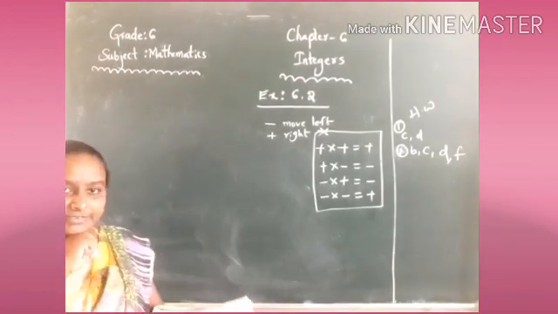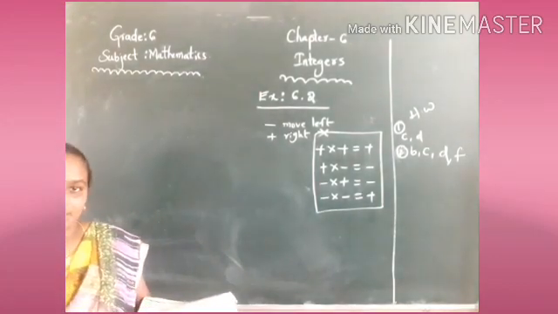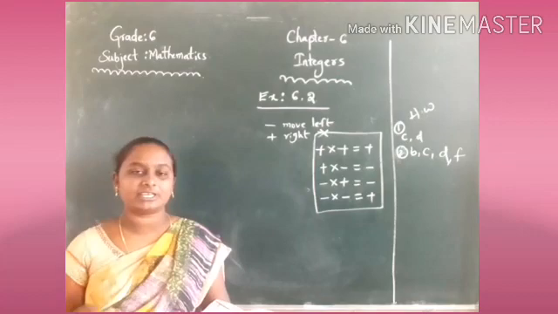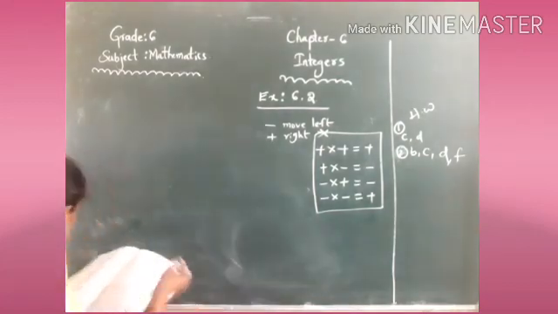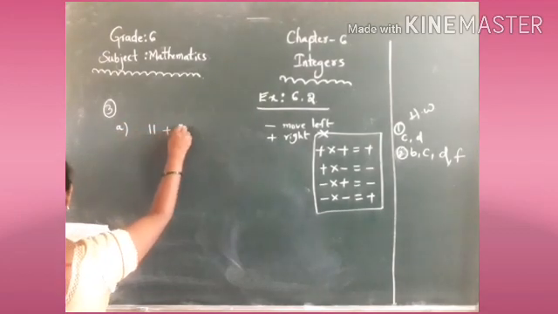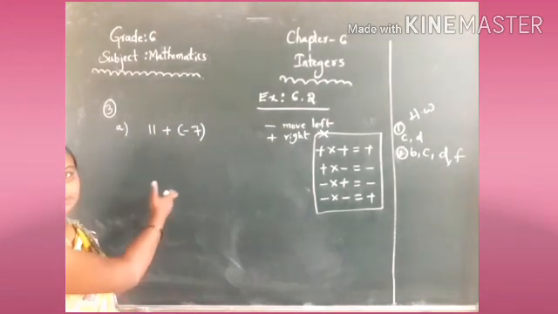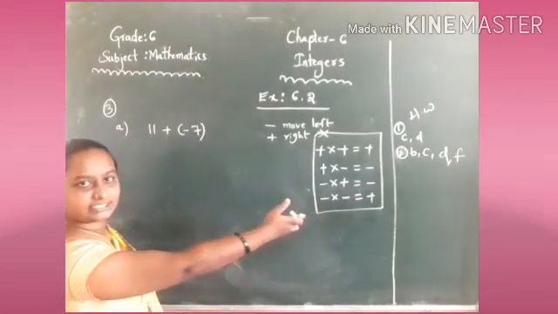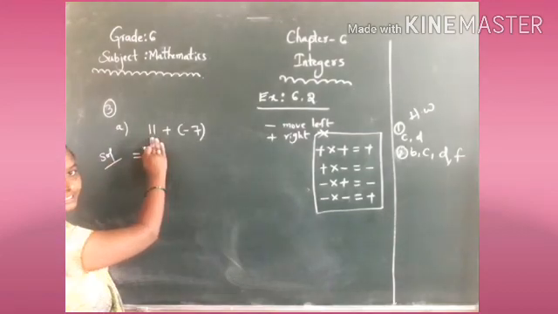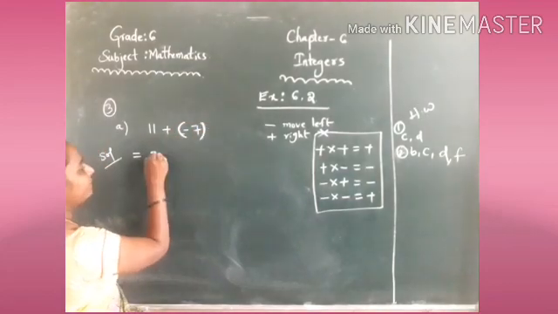Right. Next, the third one. Add without using the number line. Up to now you have seen how to do addition using the number line. Here you have to add integers without using the number line. So here he has given in third A: 11 plus of minus 7. We know the standard operations. So here see, 11 plus of minus 7. Consider this "of" as multiplication.